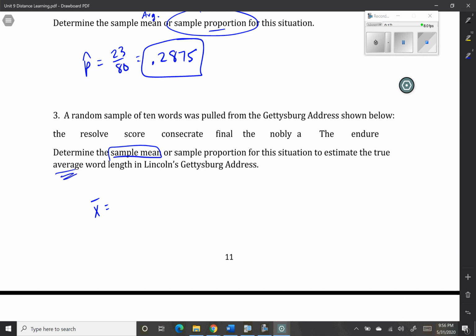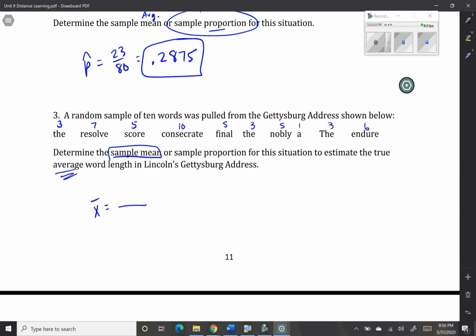How do we determine a mean or an average? Well, I'm going to take the number of letters in each word: 3, 7, 5, 10, 5, 3, 1, 3, and 6. I'm going to add all those numbers up and divide by the number 10. So I'm going to take the sum of these numbers.